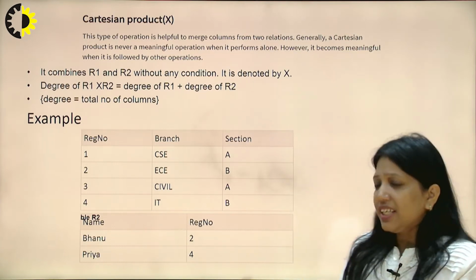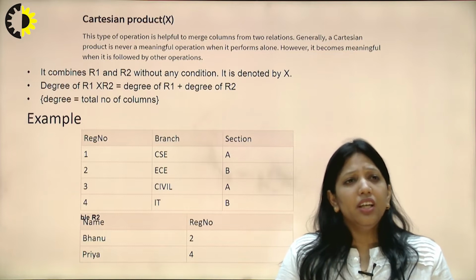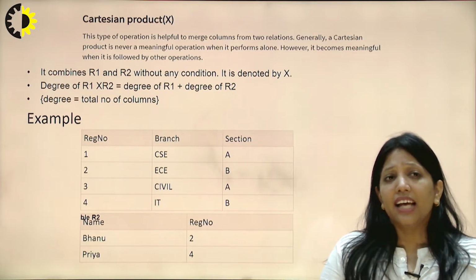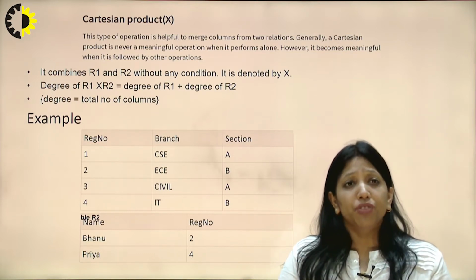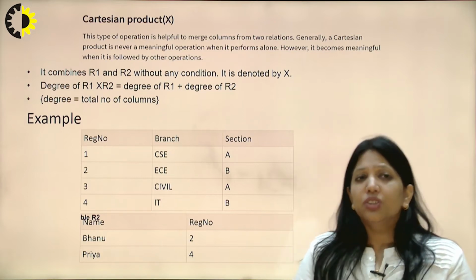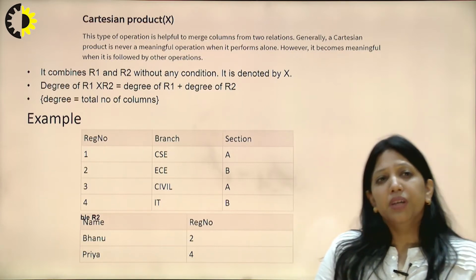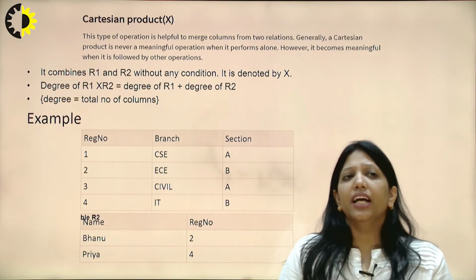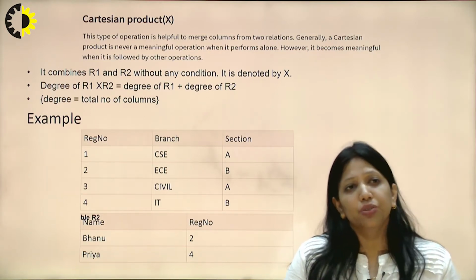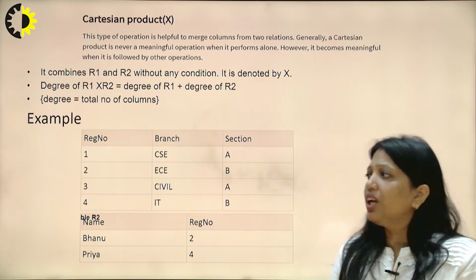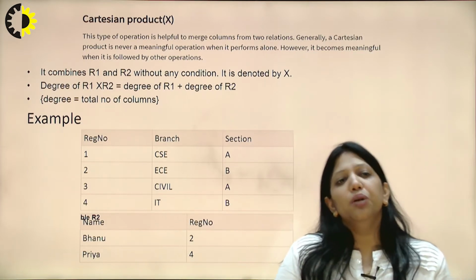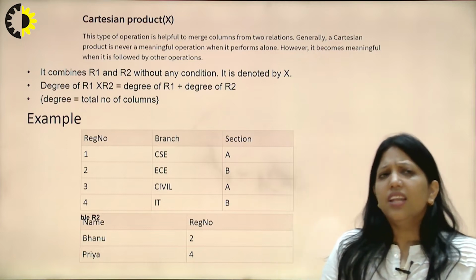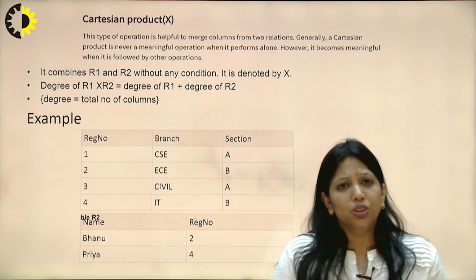What will be the degree of the table that we get as an output of the Cartesian product of two relations R1 and R2? The degree of R1 plus the degree of R2 is the degree of the output table that we get after applying the Cartesian product on two relations. So the degree is the total number of columns of R1 plus R2. We'll see how we apply this Cartesian product on two tables.